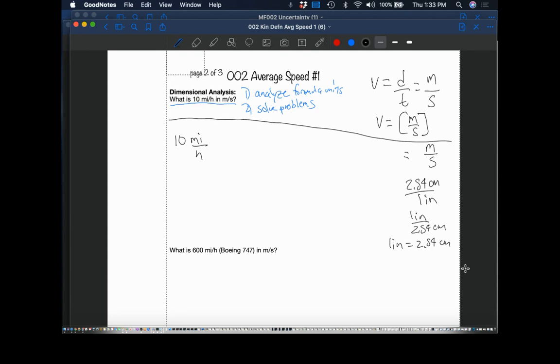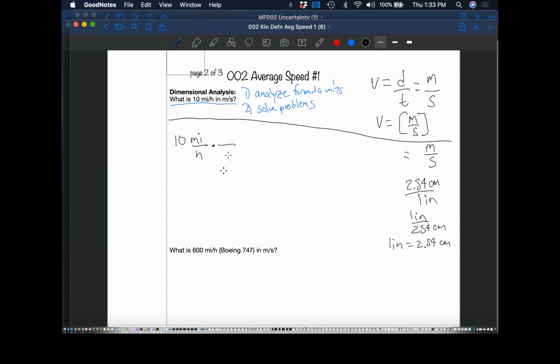2.54 centimeters is the same thing as 1 inch. So when divided, they equal 1. They are a unity. They represent the same thing. So let's deal with the miles first, and we could have done the hours first as well.